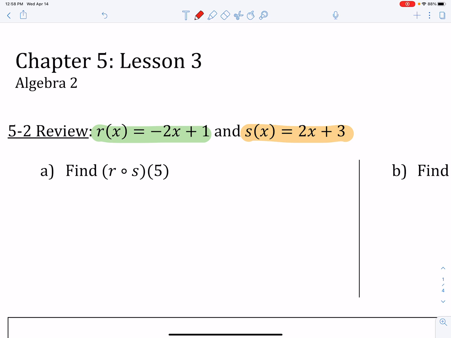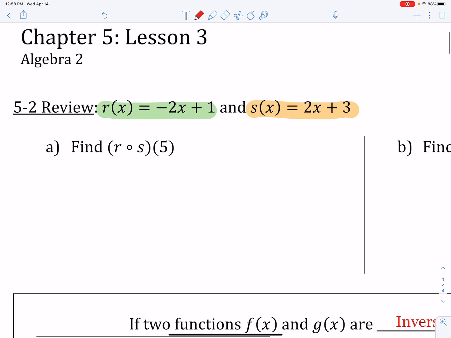Hi everyone, this is Algebra 2, Chapter 5, and we're going to be looking at Lesson 3, or in other words, 5.3. And we're going to do a little bit of review here from 5-2, and we're going to be looking at composition of two functions. So you should have seen this before, from the prior lesson.